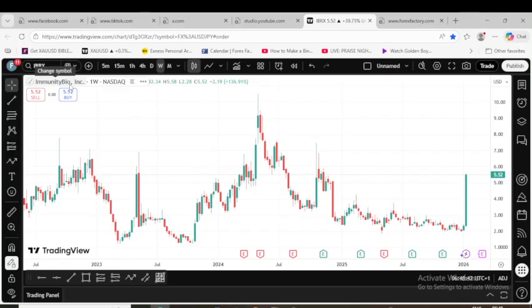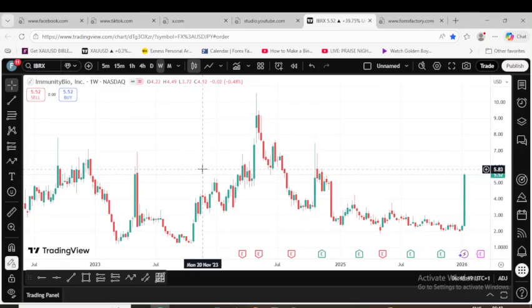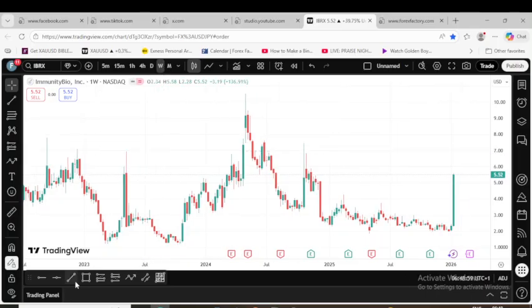Okay, so today we're going to be doing top to bottom analysis on Immunity Bio Incorporated. So these are stocks essentially. I started on the weekly time frame because on the 1 month time frame there is too little information for us to make use of.